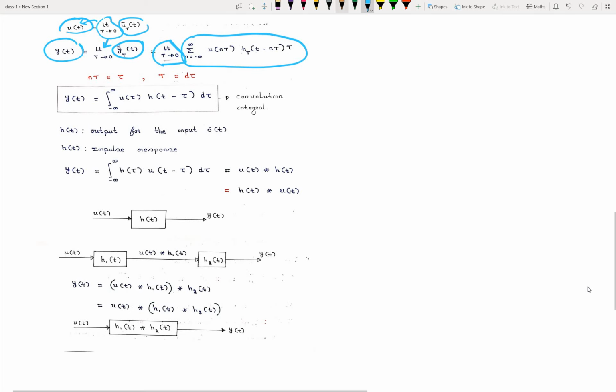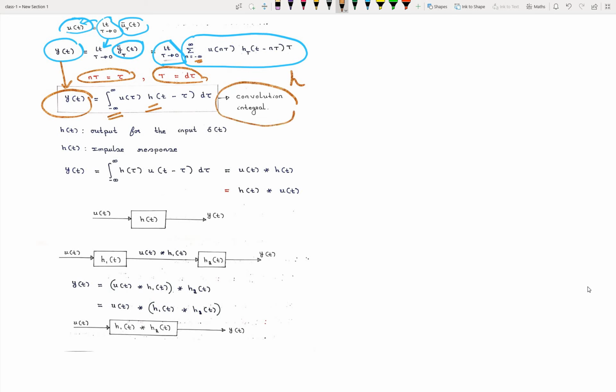When we take the limit T tending to 0, nT will become tau, and T will become d tau, and the summation will become an integration. So the final expression for y of t is: the summation changes to an integration, nT changes to tau, h of t minus nT changes to h of t minus tau, and T changes to d tau. This response y of t is known as the convolution integral. This is what we are discussing in this video, the derivation of the convolution integral.